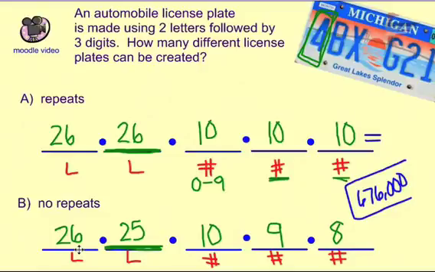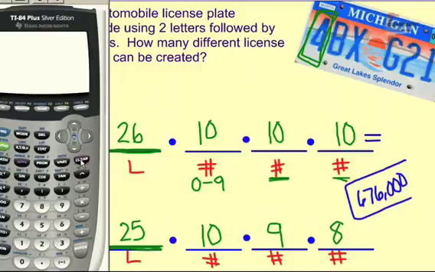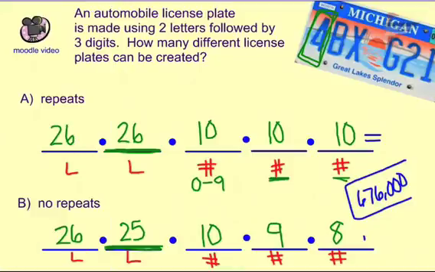26 times 25 times 10, 9, and 8. And we get 468,000 possibilities.